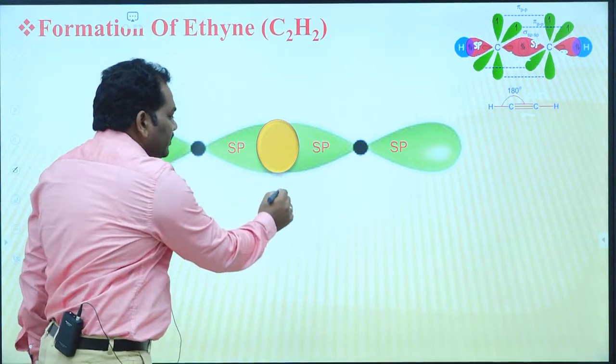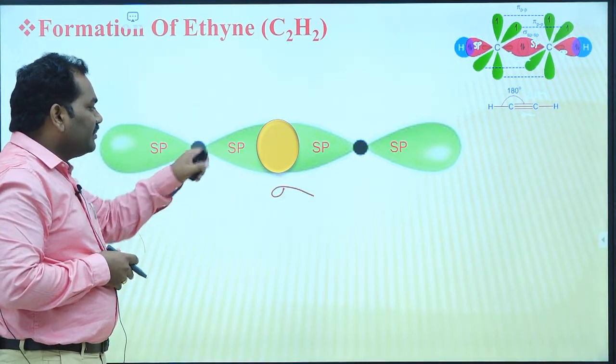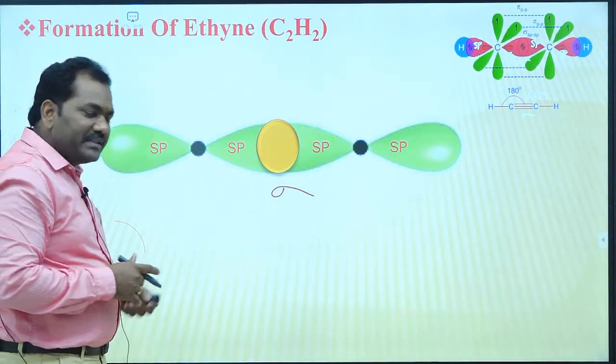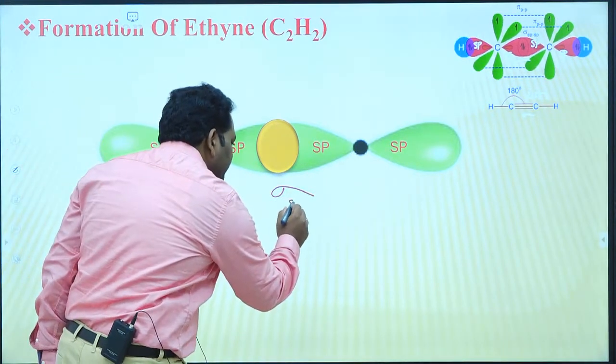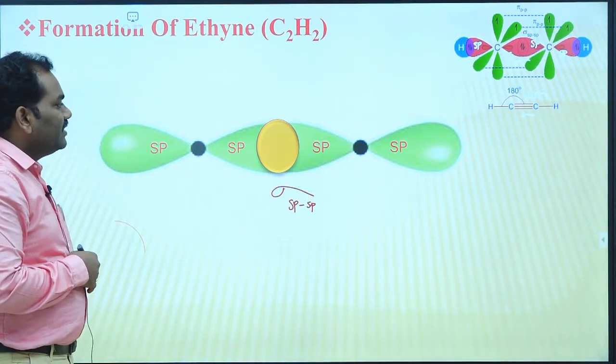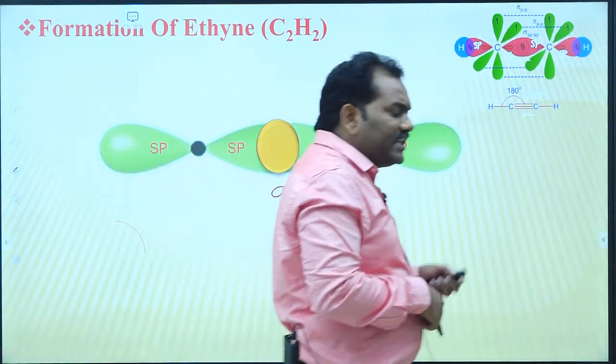It leads to the formation of a sigma bond like this. Okay, carbon-carbon sigma bond, or sp-sp sigma bond. It is also called sp-sp sigma bond. Okay, then each carbon has one hybridized sp orbital.